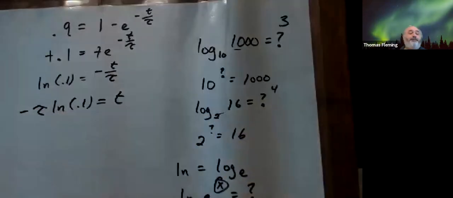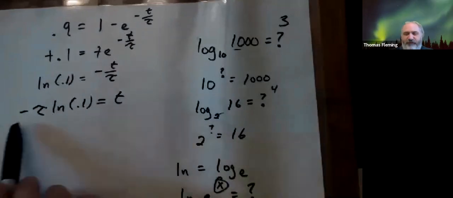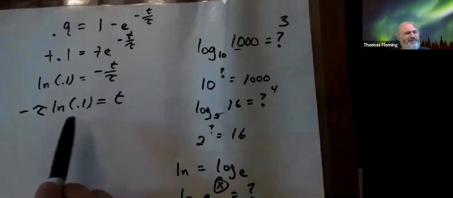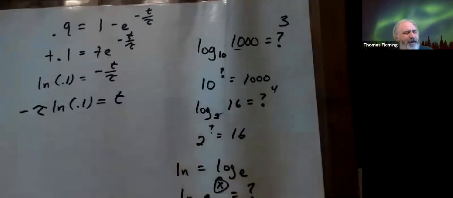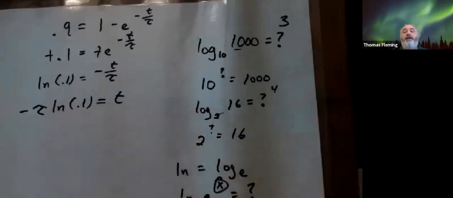And there's my answer. And you might be alarmed for a second because you're like, wait a minute. I have t equals negative something, but time can't be negative. So am I in trouble here? And the answer is no, because it turns out that the natural log of any number that's less than 1 is going to be a negative number. So when I take the natural log of 0.1, I get negative 2.3.